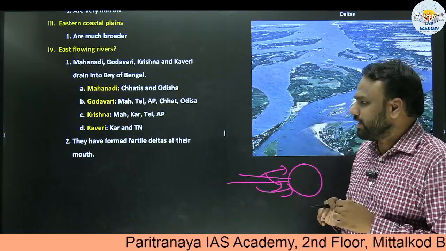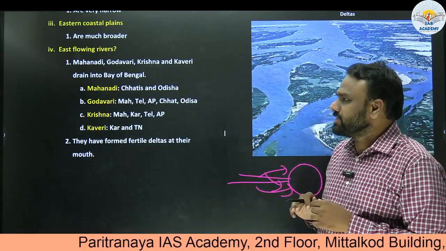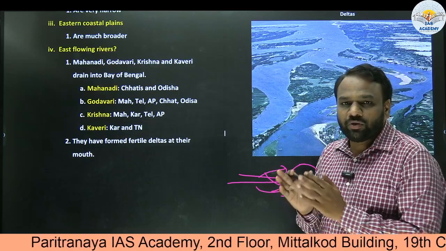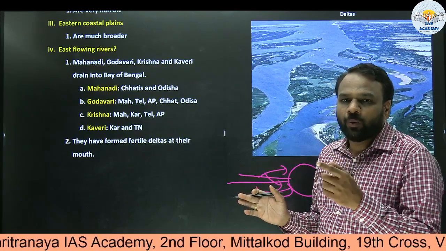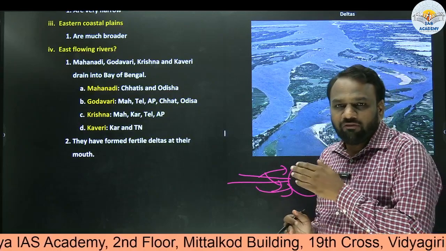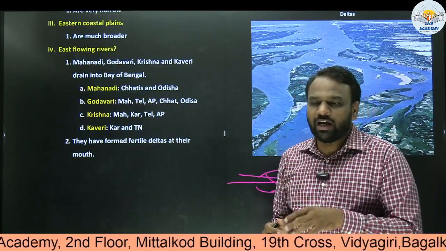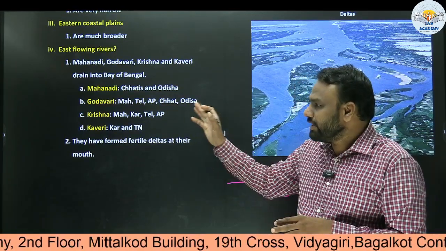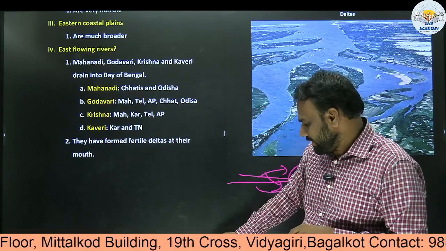And one more reason for the formation of these deltas is that the eastern coast is broader compared to the western coast. That's why in west flowing rivers we will not witness delta, but when it comes to east flowing rivers, we will witness delta.